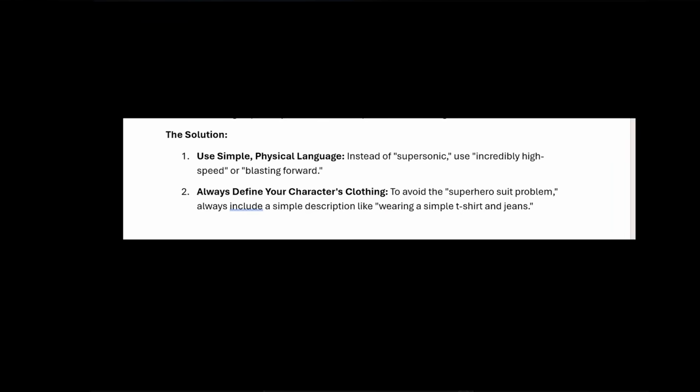So the solution here: 1, use simple physical language instead of "supersonic." Use "incredibly high speed" or "blasting forward." 2, always define the character's clothing to avoid the superhero suit problem. Always include a simple description like "wearing a simple t-shirt and jeans."